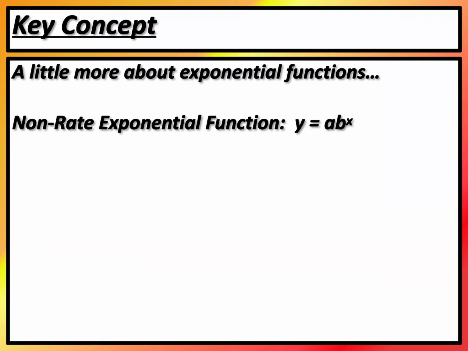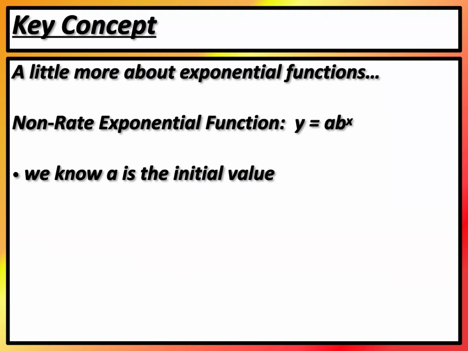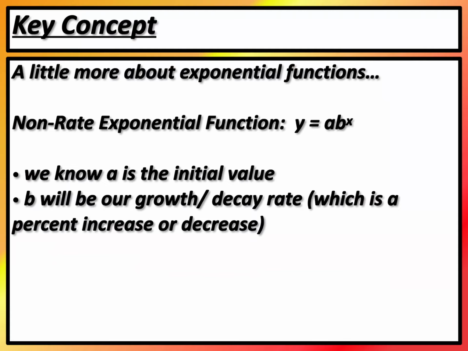Alright, so we have a couple different types of functions that we're going to talk about for real life applications here. The first one is non-rate exponential. For non-rate, we're going to use y equals a times b to the x. We know that a is the initial value, b is your base, so your growth or decay rate, and x, y is an ordered pair.